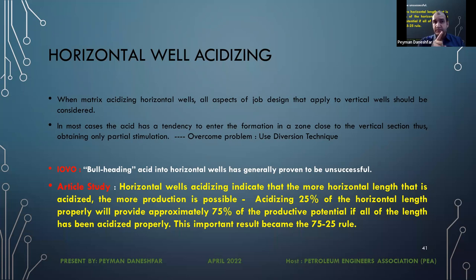Because acid has a tendency to enter the formation in a zone close to the vertical section, obtaining only partial stimulation. Remember here, two acid systems we use: emulsified acid or gel acid system. These two types, or we can use diversion techniques to overcome this problem. We will go to the diversion techniques, but remember and keep in your mind every time: ball sealing acid into a vertical or a horizontal well has generally proven to be unsuccessful. This is from the article study.